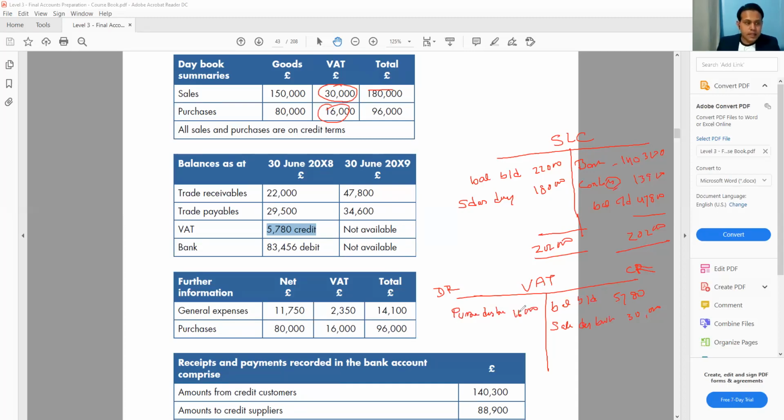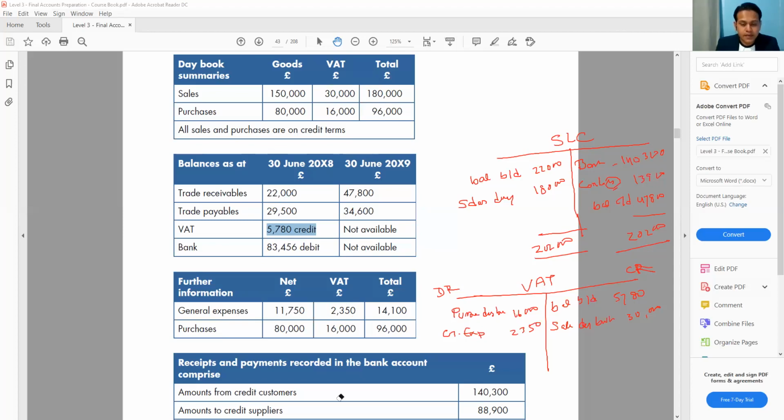Then is there any more VAT? We can see on the general expense we have VAT. We paid 2350. This VAT also we're going to claim. So I'm going to say general expense 2350. And the last thing I'm going to check, is there any VAT I already paid?